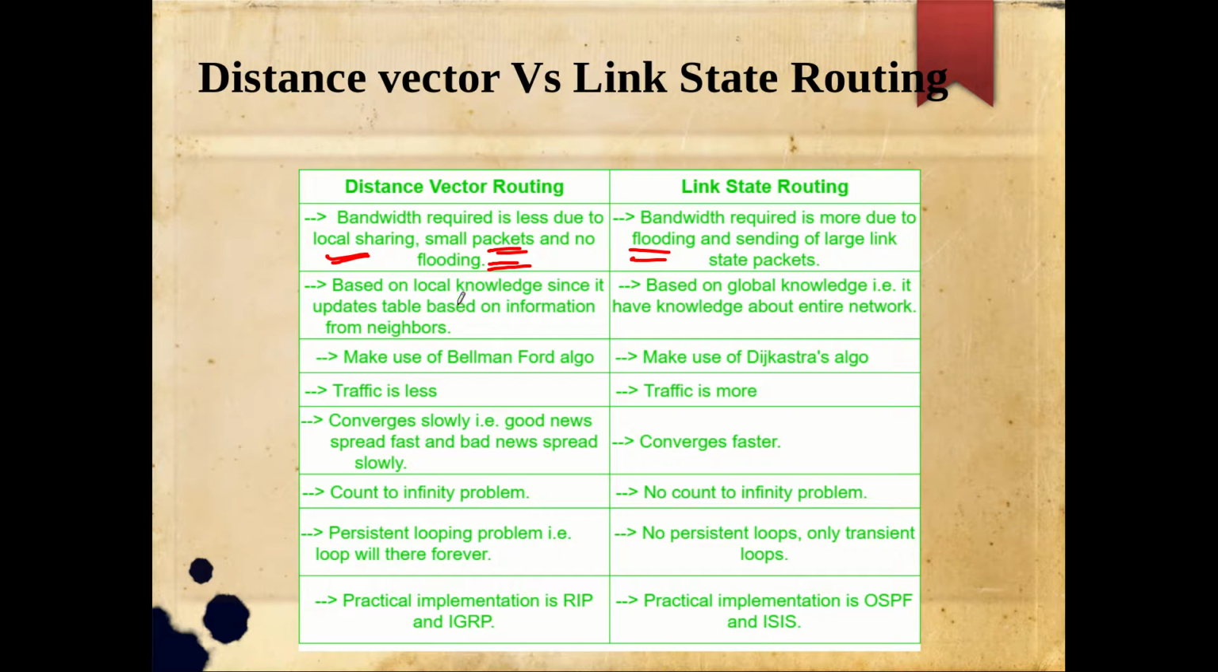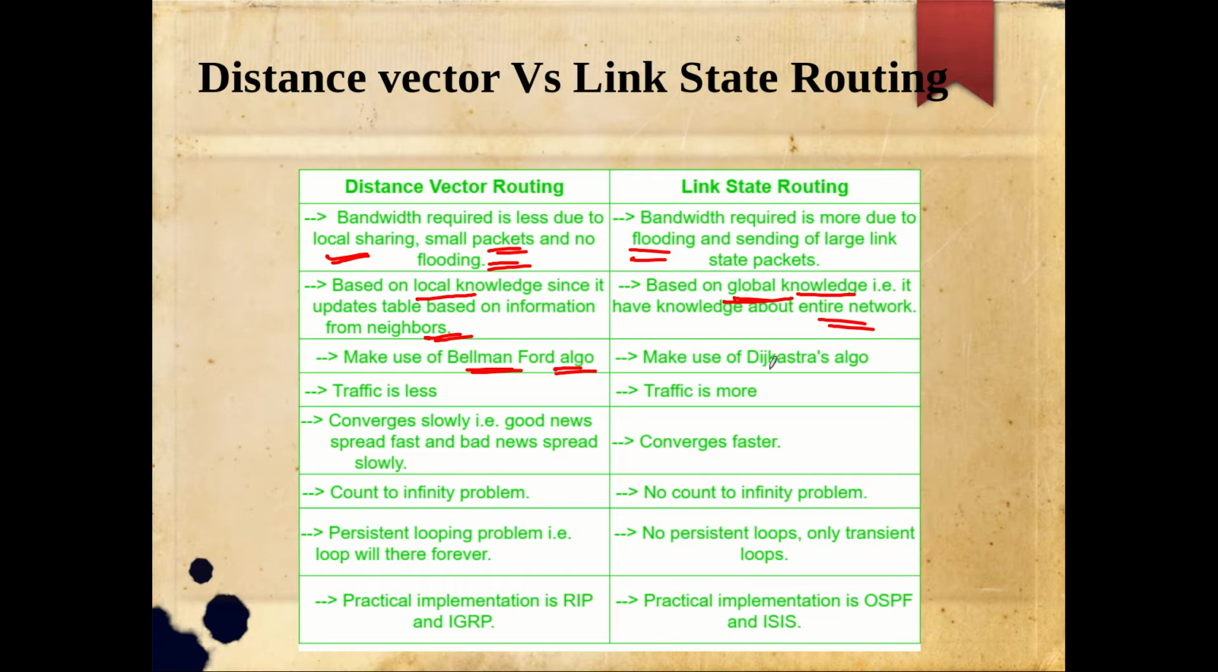So it is based on local knowledge, because every node is getting updated from its neighbors only, that is why we use the term local knowledge, whereas in link state routing, every node is updated from every other node. So you can say that the information it is having is global, right? Global knowledge. So the distance vector routing table is created based on local knowledge, since it updates the table based on information from the neighbors only, but link state has knowledge about the entire network. So distance vector is based on local knowledge, where link state is based on global knowledge. Second difference: distance vector may make use of the Bellman-Ford algorithm.